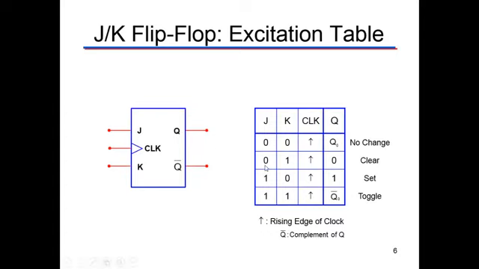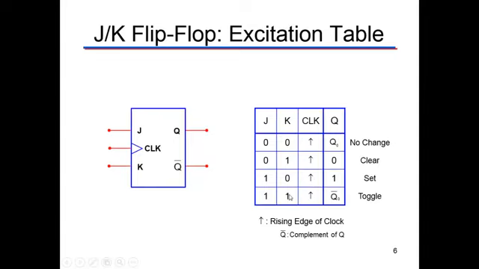When J is 0 and K is 1 and the clock comes by, it becomes the clear, and that changes Q to 0. Then when J is 1, K is 0, that's when you set Q to 1 when the clock comes by.